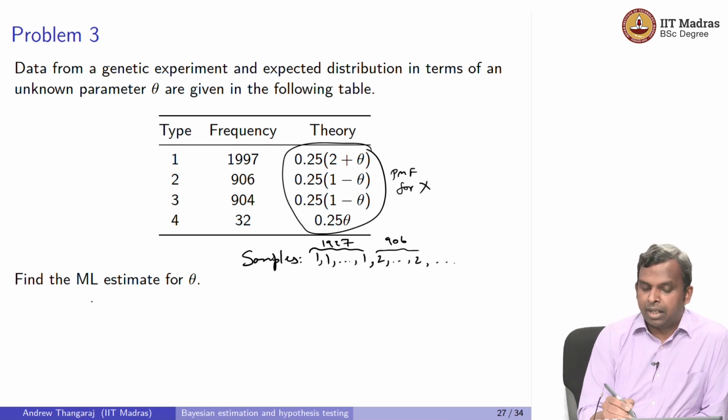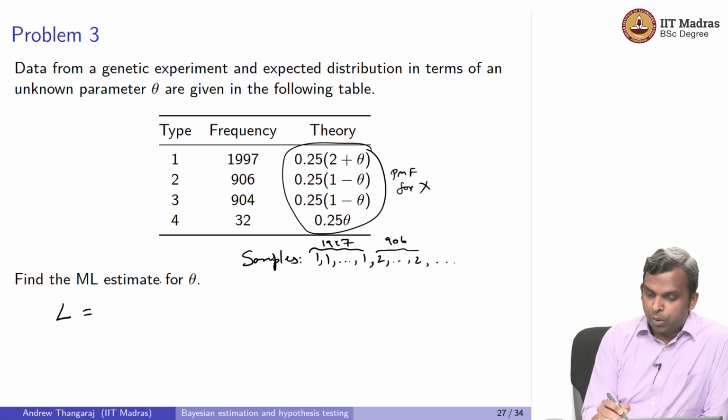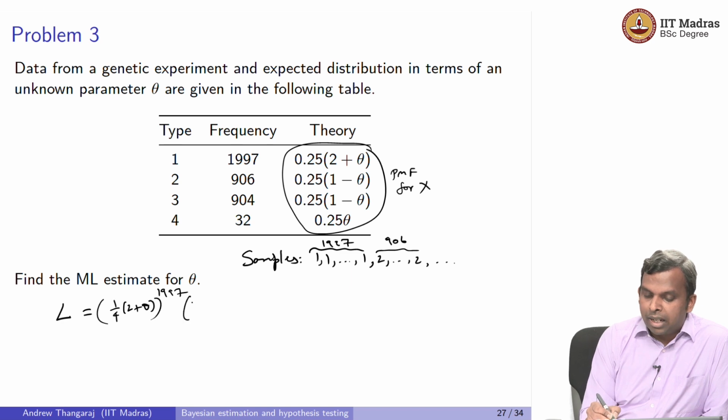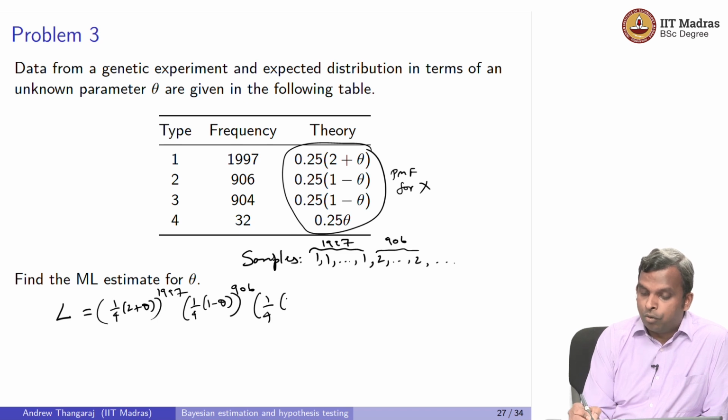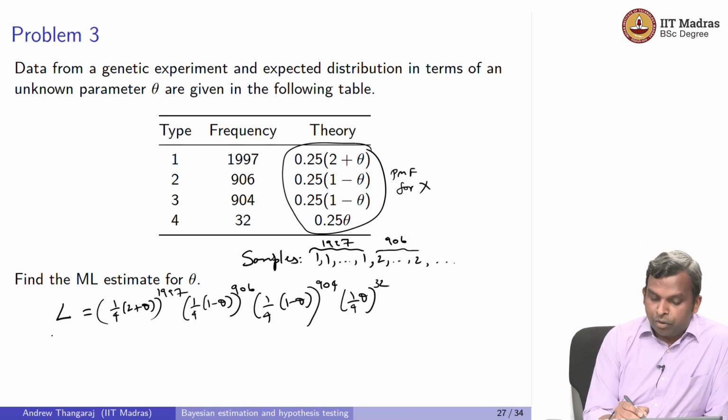So how do you do the ML estimate here? ML estimate is again likelihood. How do you do the likelihood here? It's going to be 1/4 (2 + theta) raised to the power 1997, times 1/4 (1 - theta) raised to the power 906, 1/4 (1 - theta) raised to the power 904, and 1/4 theta raised to the power 32. So you can take log and then you can differentiate, etc.